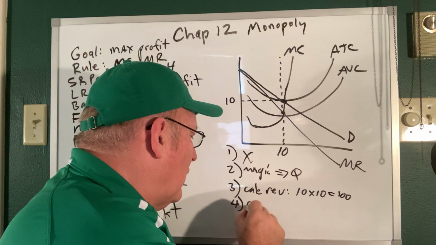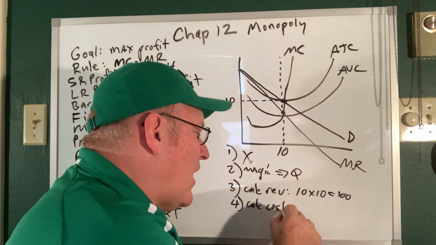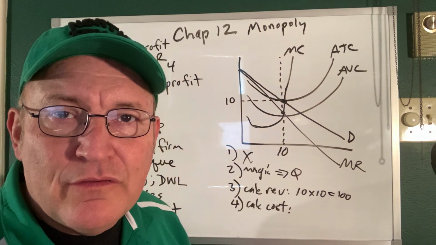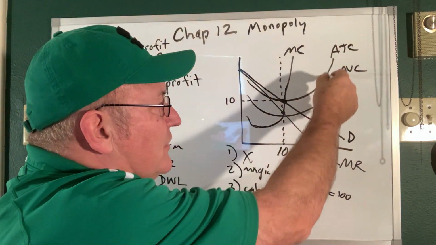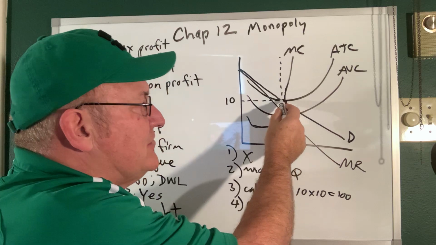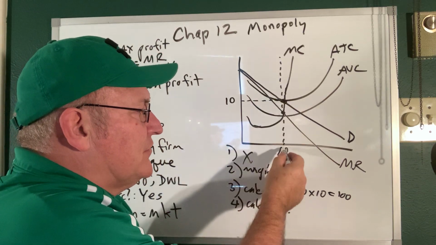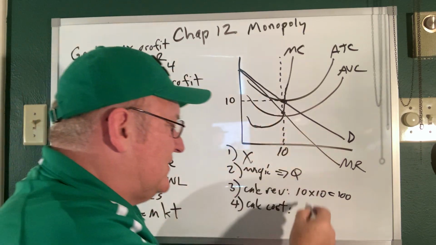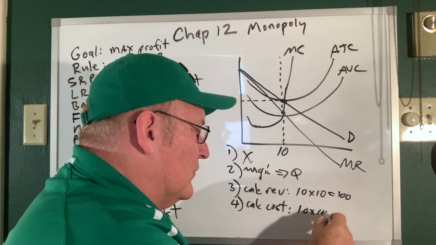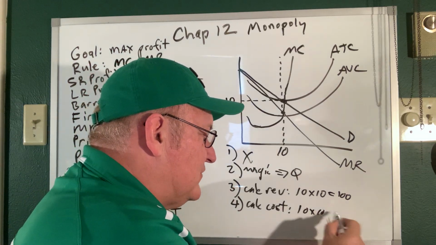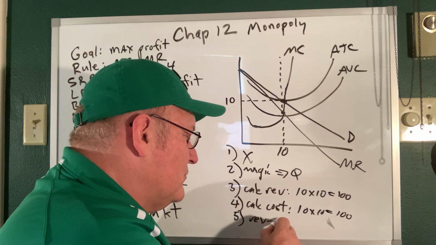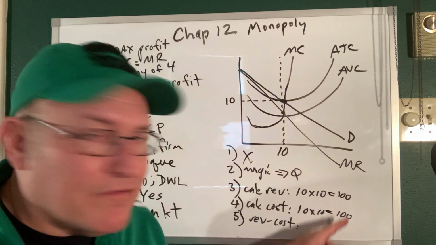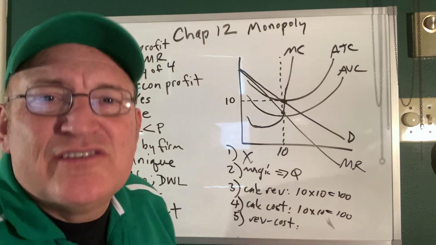Step four, let's calculate cost. Now again, how do we do that? Well, it's where the magic line intersects the average total cost curve. And look, that magic line intersects the average total cost curve at the same point, 10. So 10 times 10 is 100. Step five, revenue minus cost. Now when we do revenue minus cost, 100 minus 100 is 0.